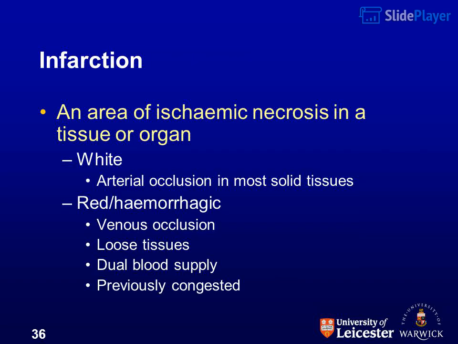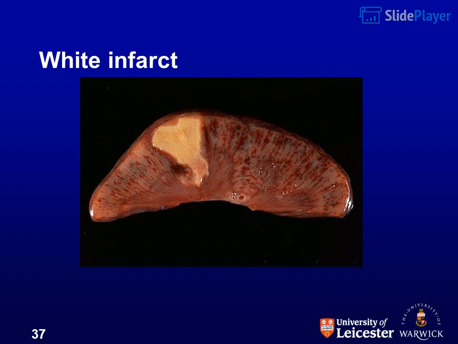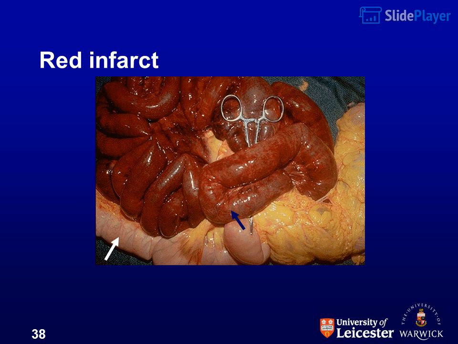Infarction, an area of ischemic necrosis in a tissue or organ. White: arterial occlusion in most solid tissues. Red/hemorrhagic: venous occlusion, loose tissues, dual blood supply, previously congested. White infarct. Red infarct.